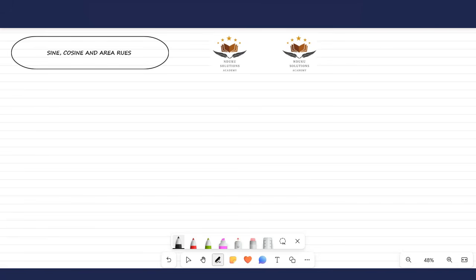If we were to have a triangle, and in this triangle, let's call it A, B, C, and then D, and let this angle be equal to 40 degrees.